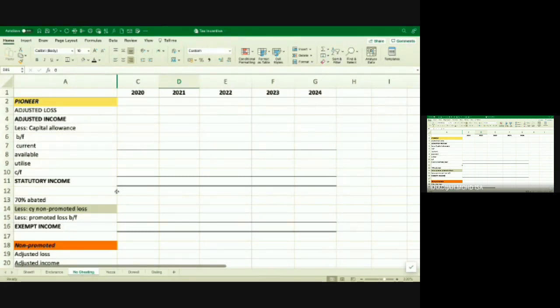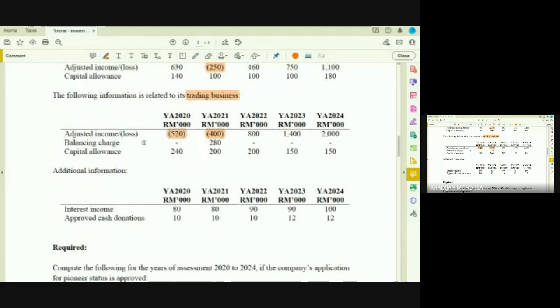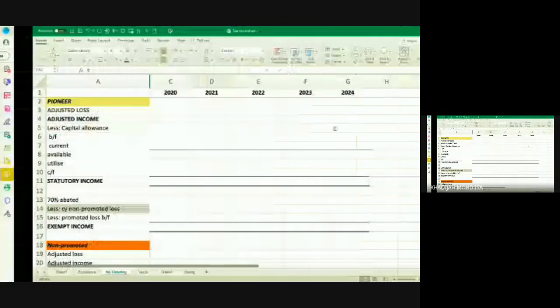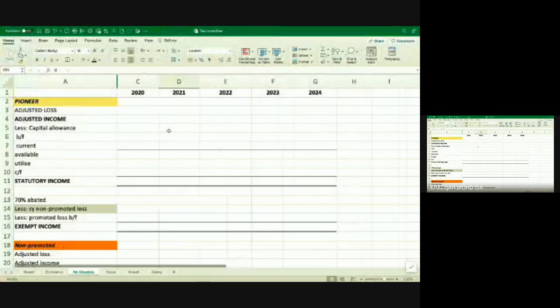So for your pioneer status or for your manufacturing business, you are given the income and losses here. So what I suggest is that you plug in this information into the computation. What is this? You have adjusted income and then you have adjusted loss. So put into the respective lines and columns.